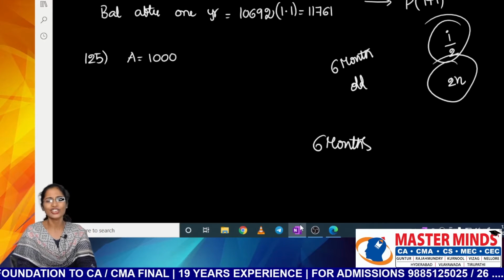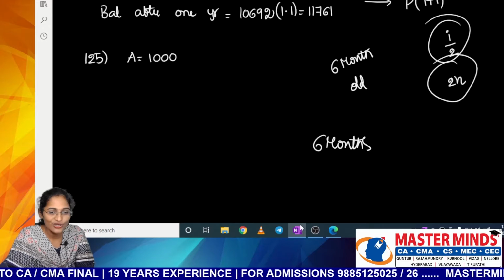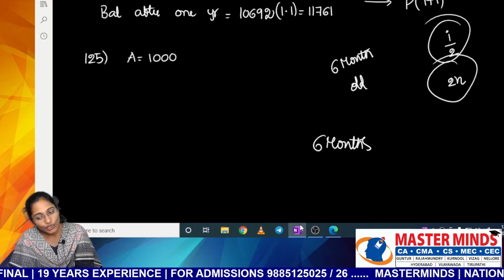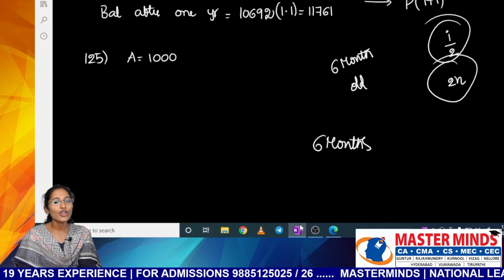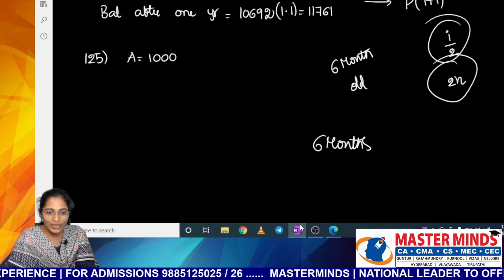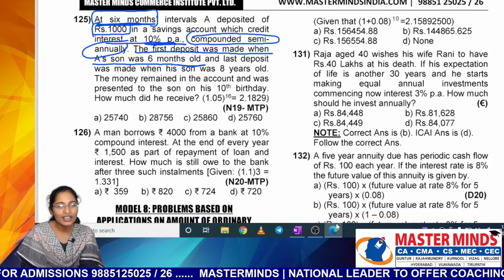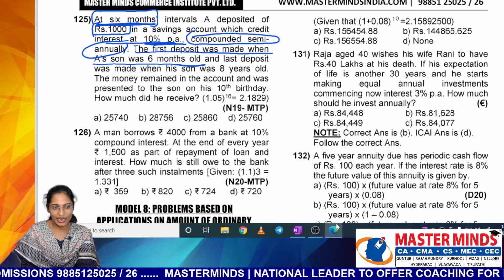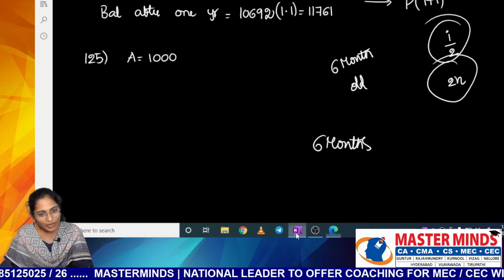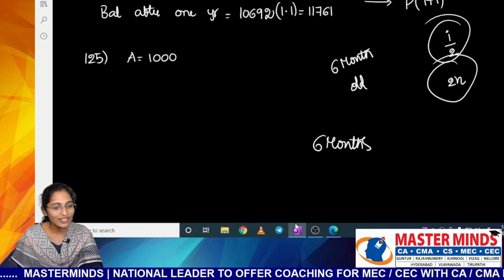Now let me ask you a general question. Suppose I said that you are 16 years old. How old are you? 16 years means you are into your 16th year, or you have completed your 16 years. Yes, very good. You have completed your 16 years, right? Like that, what is he saying? The first deposit was made when A's son was how old? 6 months old means 6 months is completed, or he is into his 6th month.